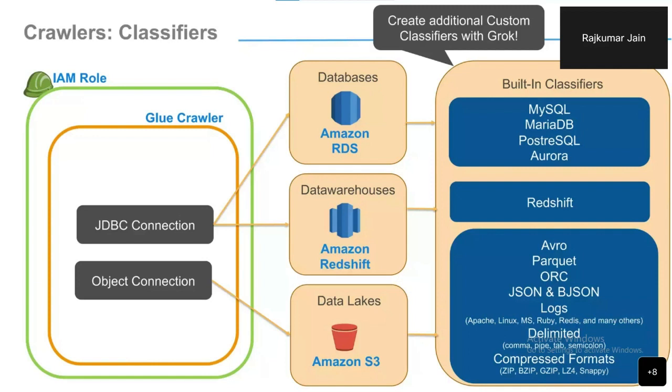But in Amazon S3 we also have multiple other formats, like Avro, Parquet, ORC, JSON and JSON logs, which we get from different systems like Apache, Linux, Ruby, Redis, or any other source system like this. If we have CSV files, we can delimit them with a comma or pipe. Compressed formats are also supported, where we have zip, bzip, or gzip, and other compressed formats. Those classifiers are supported too.